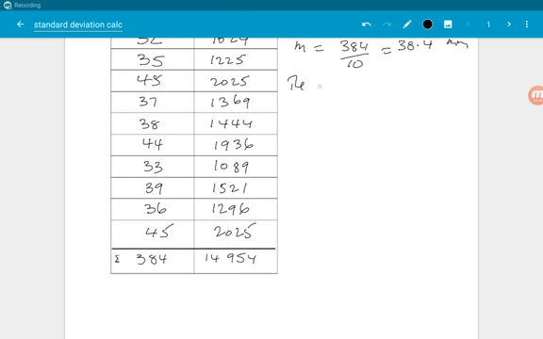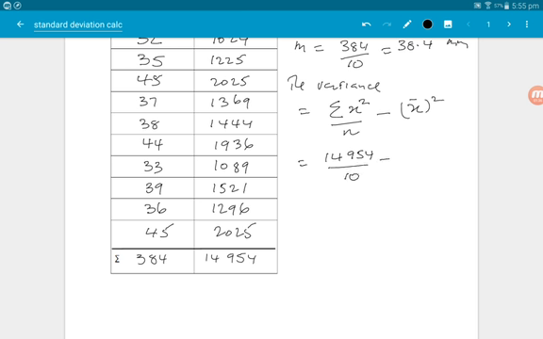The variance is equal to the sum of x squared divided by n minus the mean squared. So this is 14,954 divided by 10 minus 38.4 squared, and that works out to 20.84.